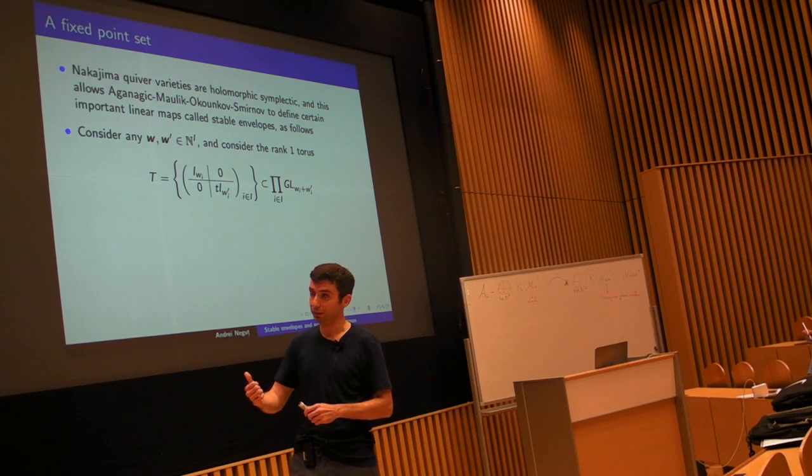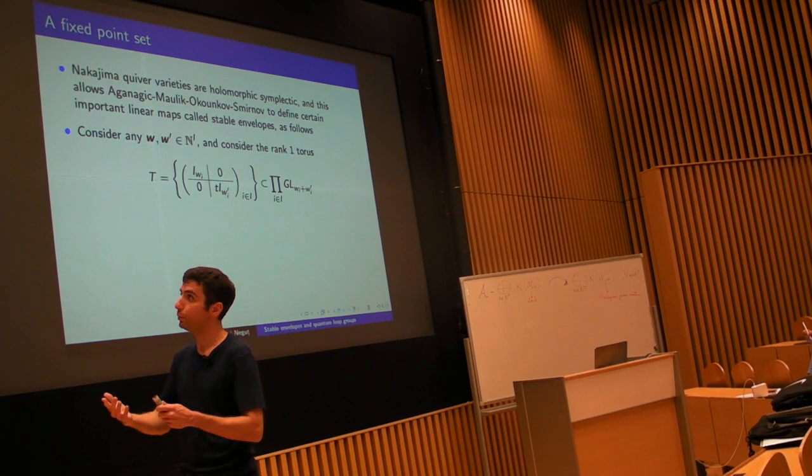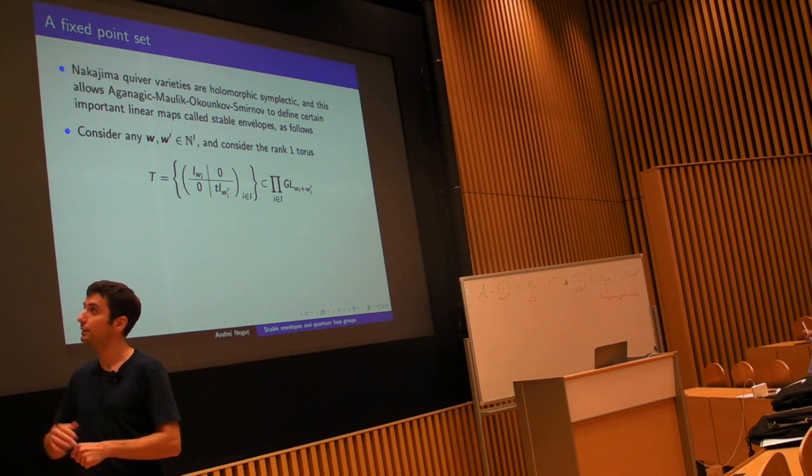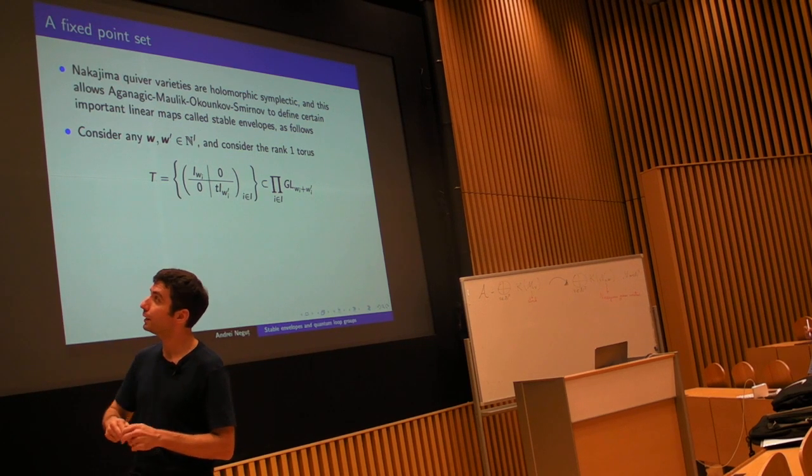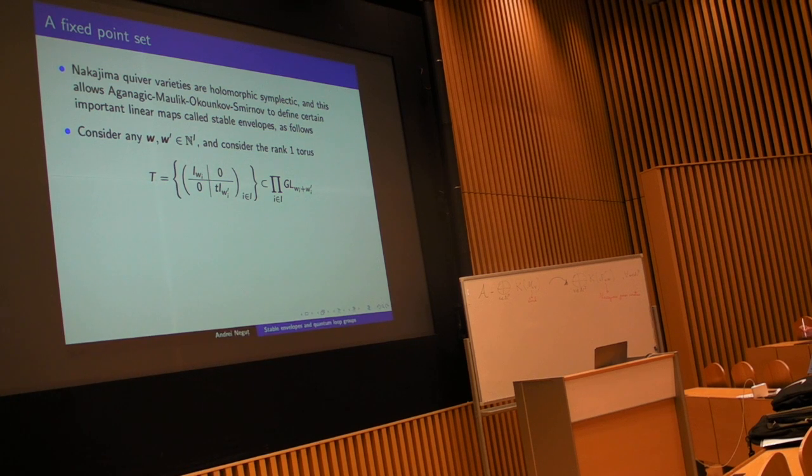So you fix a W and W prime, where W is the I-tuple of the W_i, and W prime is the I-tuple of the W_i prime. And I'm going to consider a rank one torus inside this big product of general linear groups.